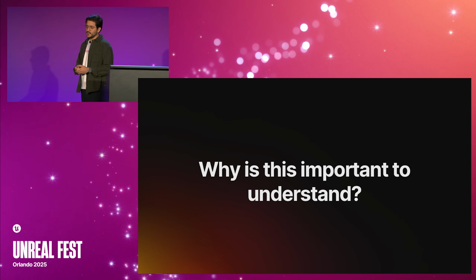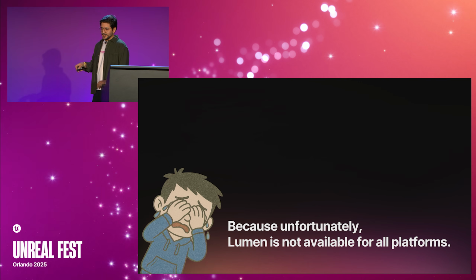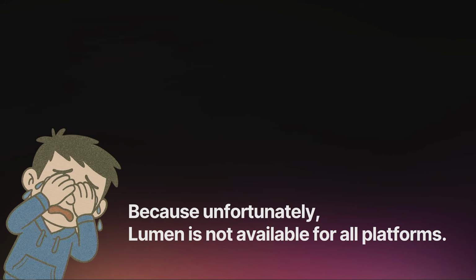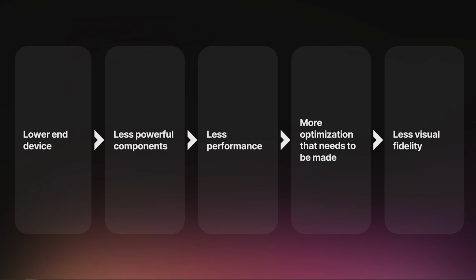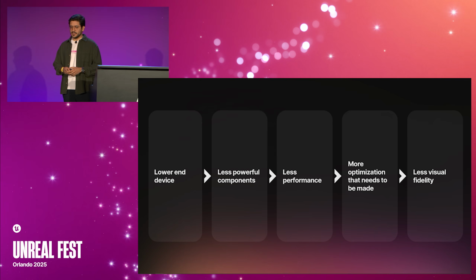So why is all this boring stuff important to understand? Well, it's bad news. Unfortunately, Lumen is not available for all devices. Why is that? Because the lower end the device is, it of course means that it has less powerful components, therefore it has less performance, and there are more optimizations that need to be made for that console to run games smoothly. So that, of course, translates into less visual fidelity.